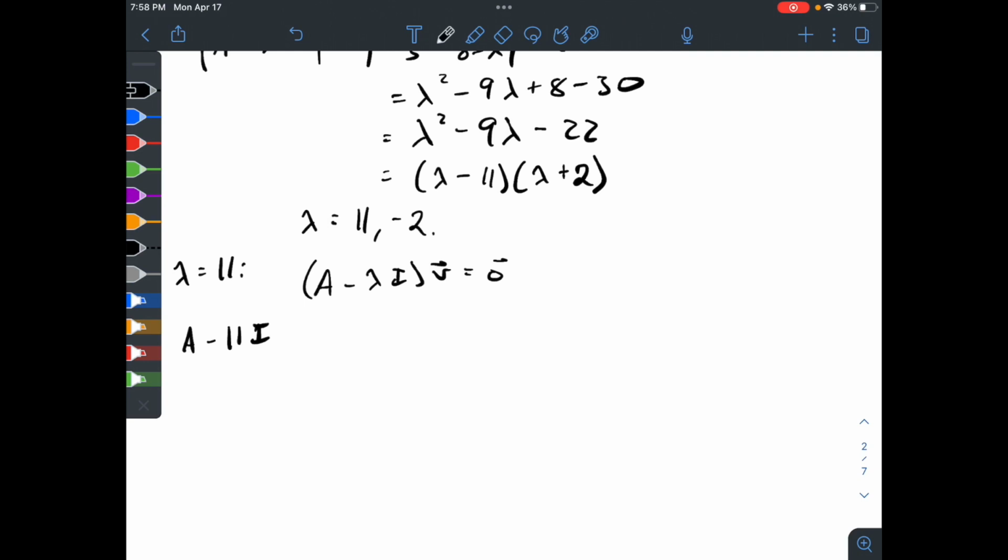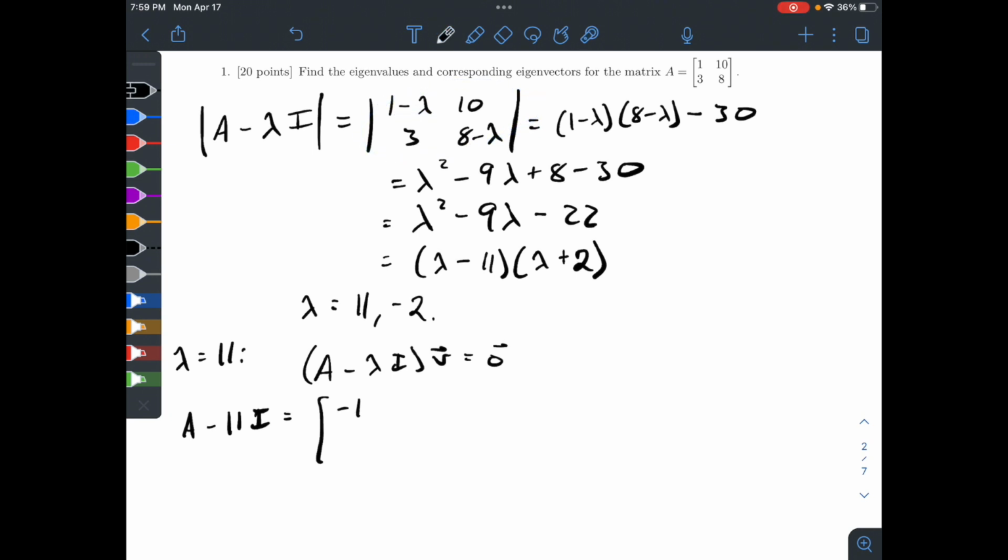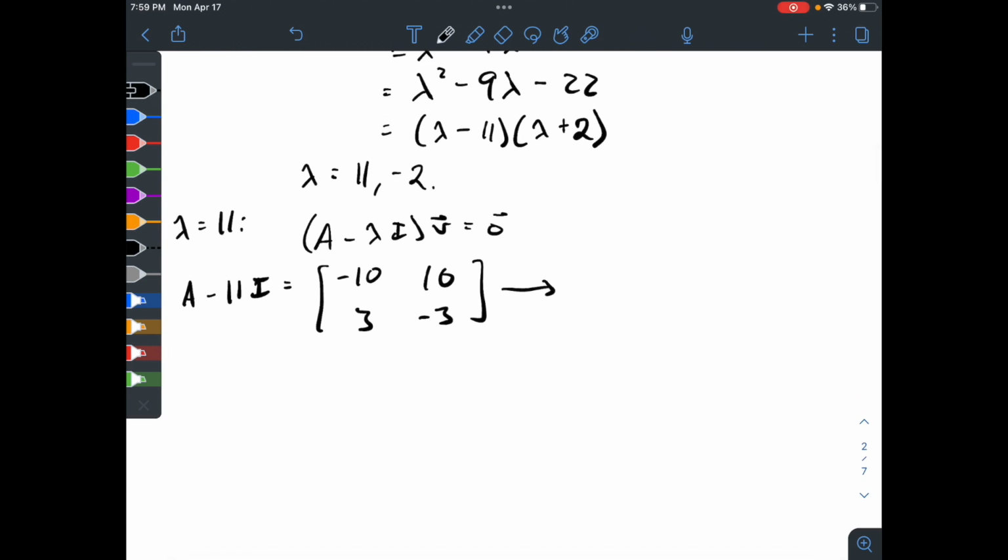So lambda is 11 here, and so A minus lambda I, so A is this. So minus 11I, we just subtract 11 along the diagonals. You can think of it as just plugging 11 into this matrix up here. So 1 minus 11 is negative 10. 8 minus 11 is negative 3. So maybe first thing I would do is scale down row 2 by dividing it by 3. And then I would do 10 times row 2, add it to row 1.